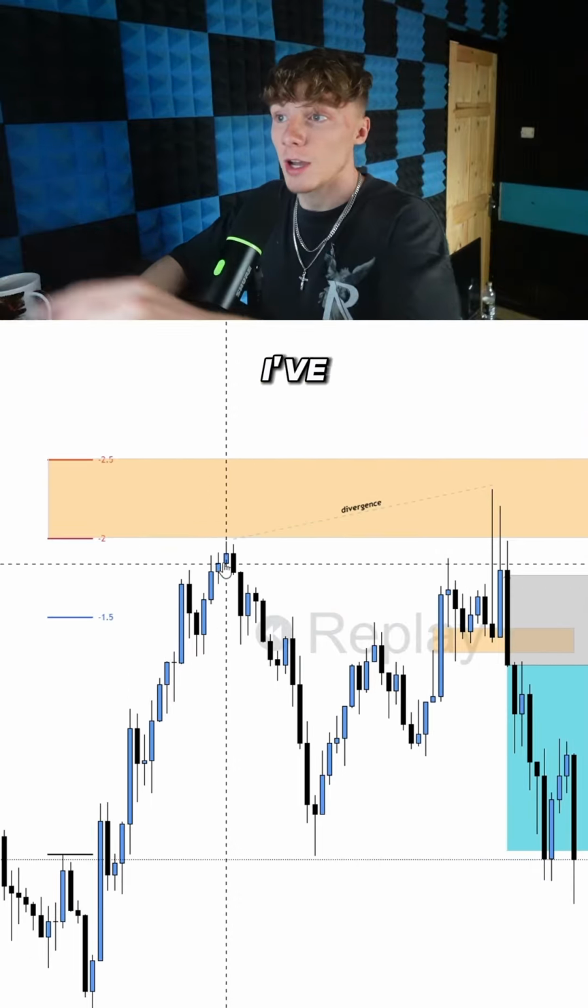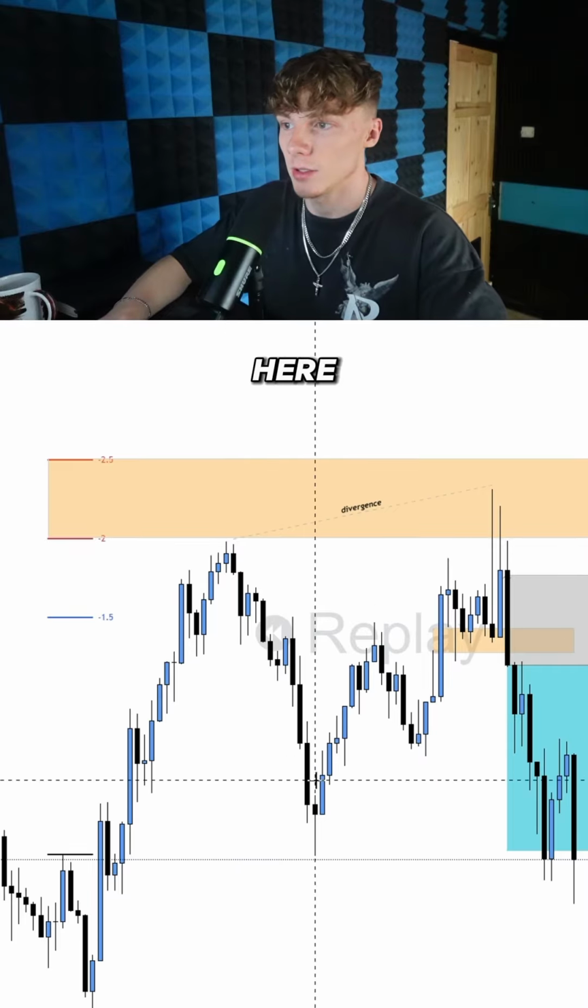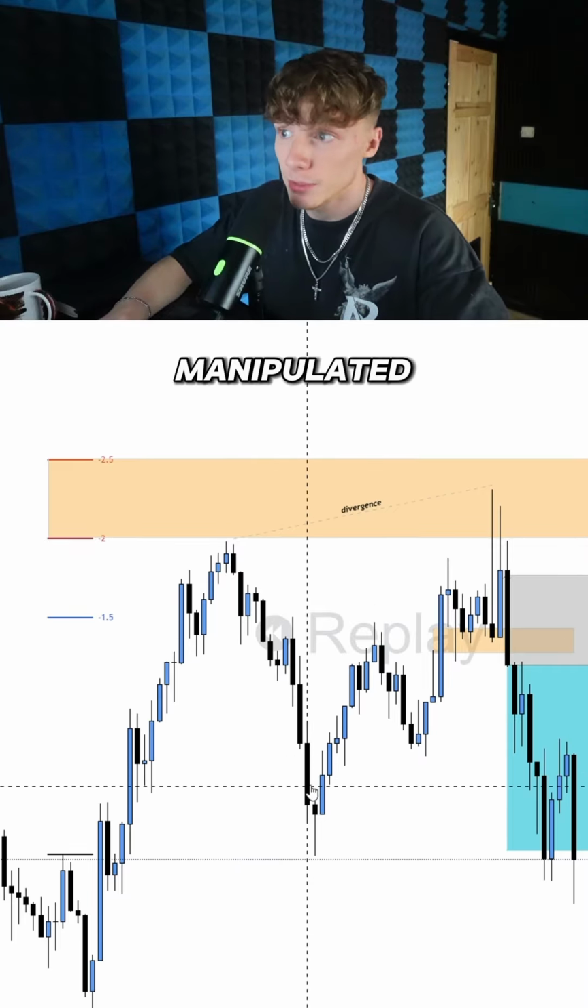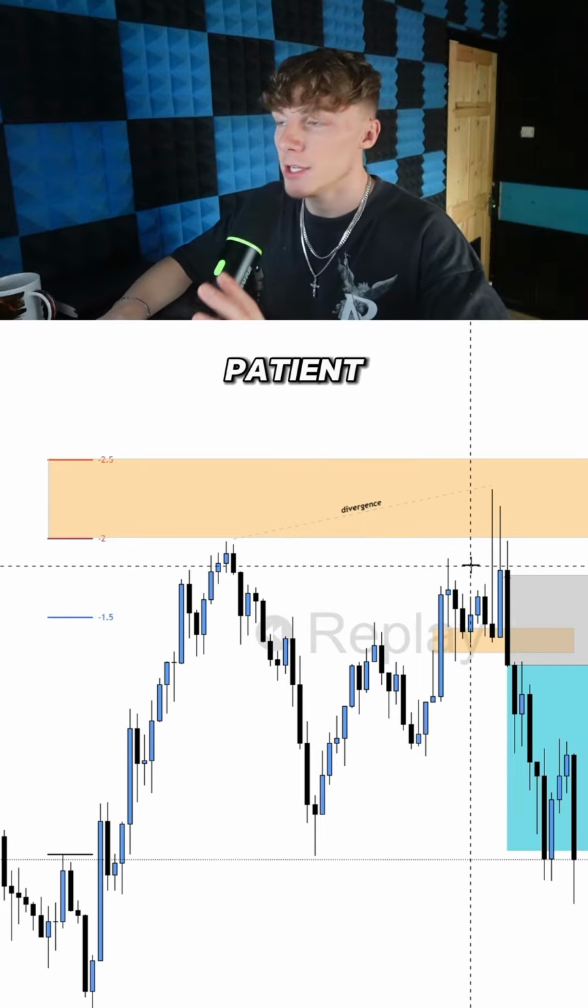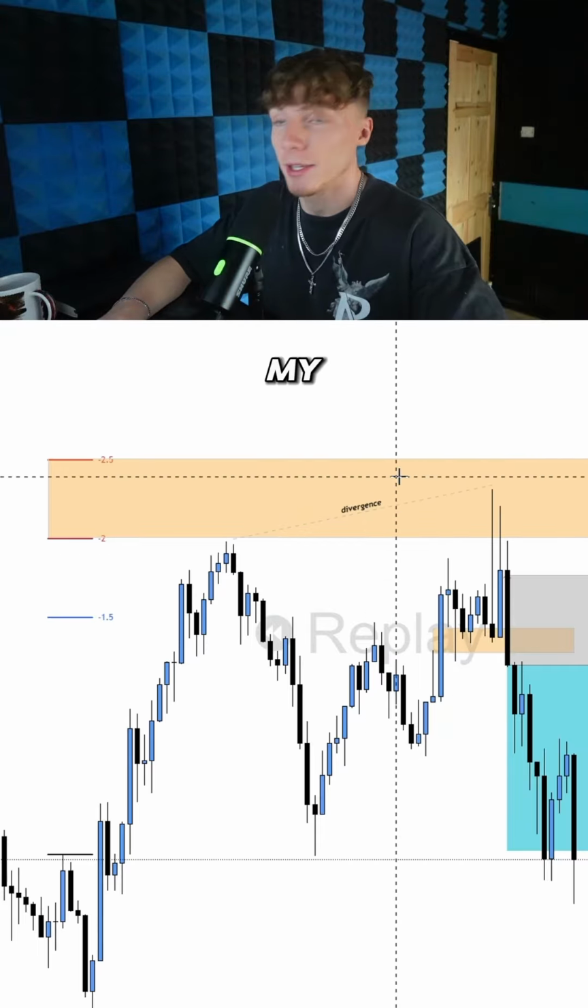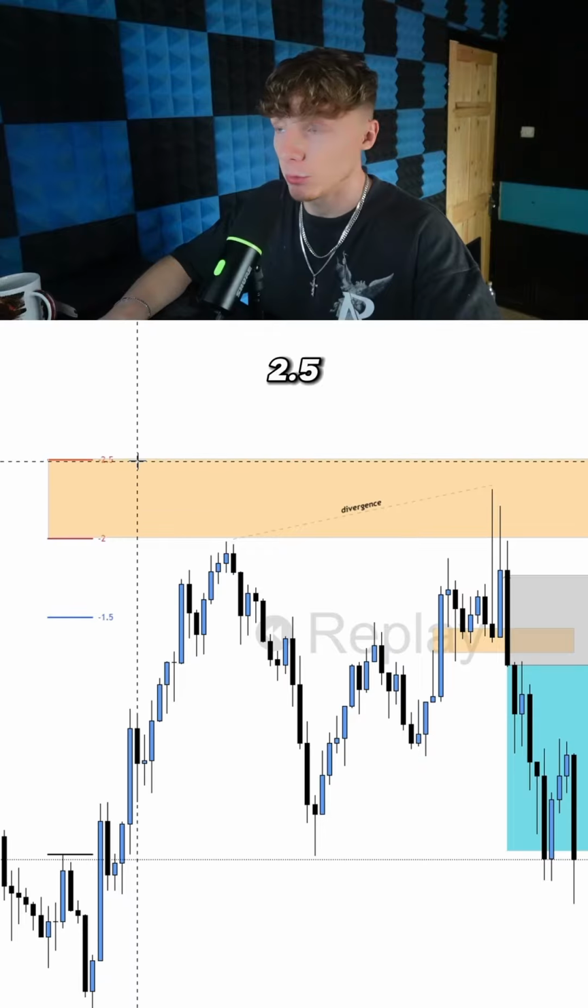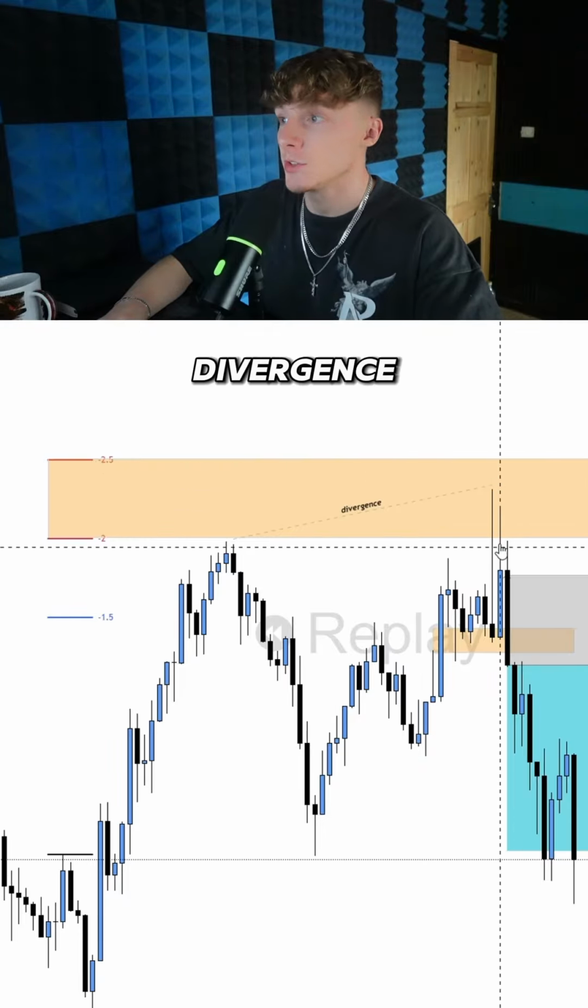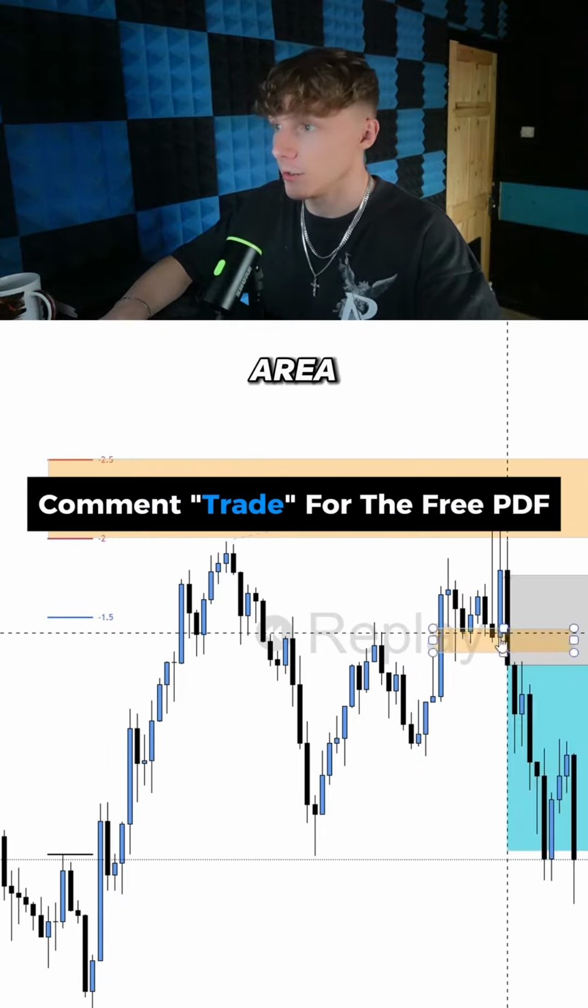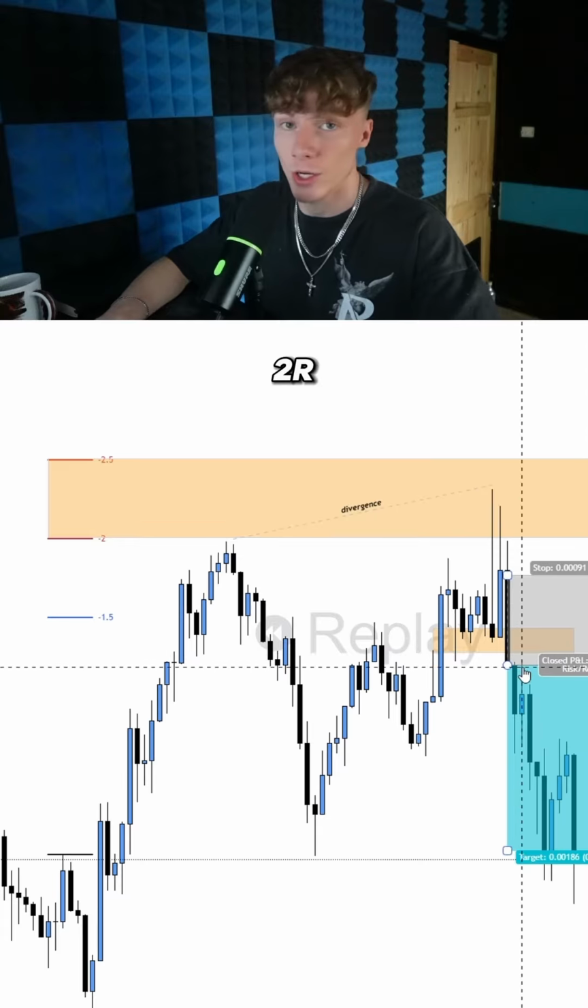Just being patient. I've not got involved in this area of price here. By doing so, I may have been manipulated out of break even, and I've been patient enough to wait for price to come into my key level, which was deviation 2 to 2.5. We've created a divergence, we've had a really nice reaction from this area, and I've managed to catch a really nice 2-hour trade from that area.